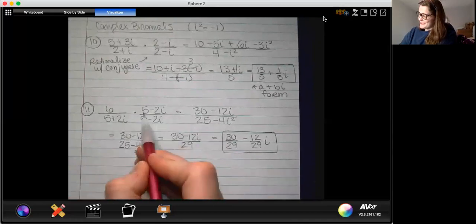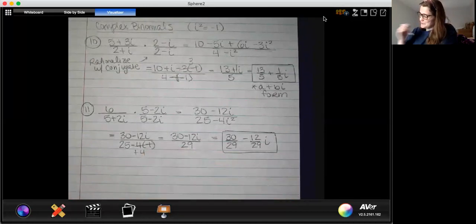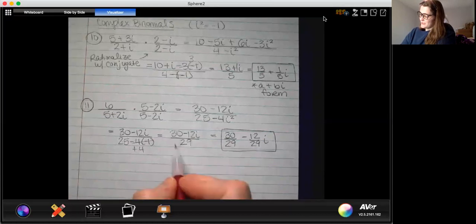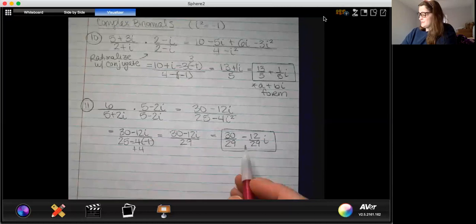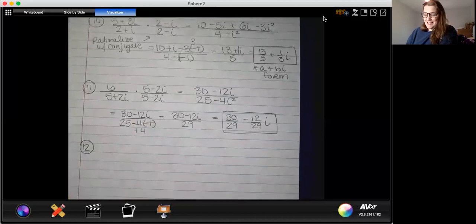So we multiplied by 5 minus 2i. Multiply across, we get 30 minus 12i, and we get a conjugate, so we know the middle term is going to cancel. So 25 minus 4i squared. So negative 4 times negative 1 in the denominator, that's 25 plus 4. We get 29. None of those three can simplify at the same time. Nothing can simplify. Clearly my words are not with me. And so we end up with 30 29ths minus 12 29ths i.